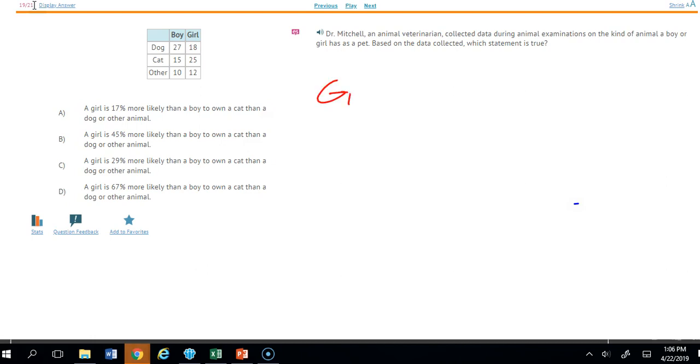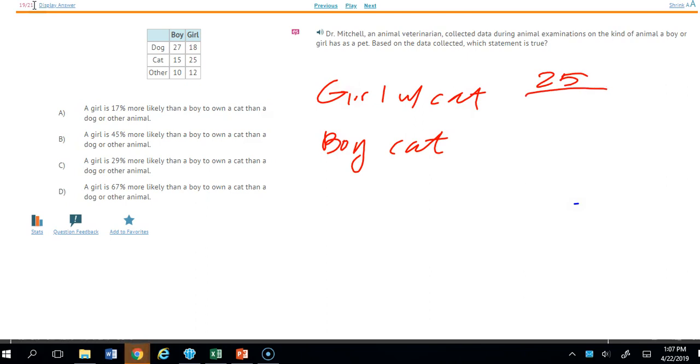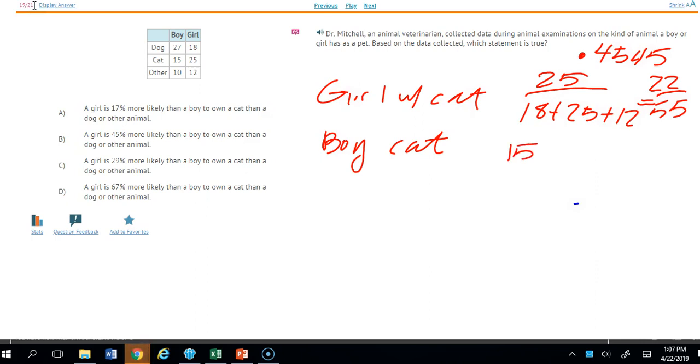So if we're looking at a girl with a cat and a boy with a cat, there are 25 girls with a cat, and we had a total of 18 plus 25 plus 12. So that's going to be 25 over 55, which is 0.4545. Then if we compare the boys with cats, boys with cats were 15, and again that's over our total boys, which is 27 plus 15 plus 10. So that's going to be 15 over 52, and that is 0.2885.